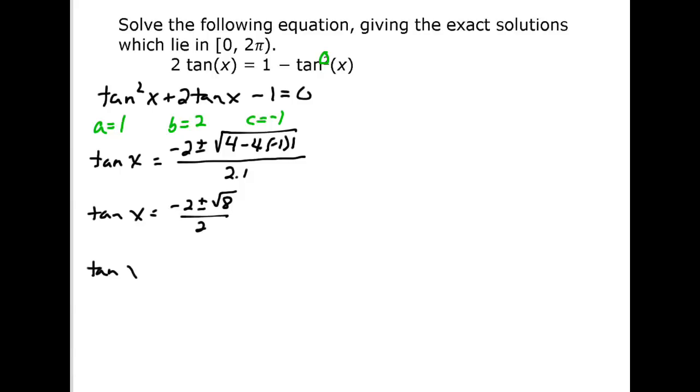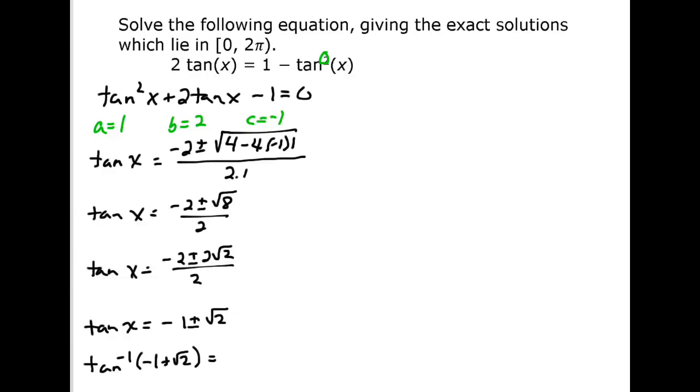And the square root of 8 is 2 square roots of 2. So this reduces, we have the tangent of x is negative 1 plus or minus the square root of 2. Now these are not tangent values that we've memorized, so we use our calculator. We say tangent inverse of negative 1 plus the square root of 2. And we'll do the other one in a minute.